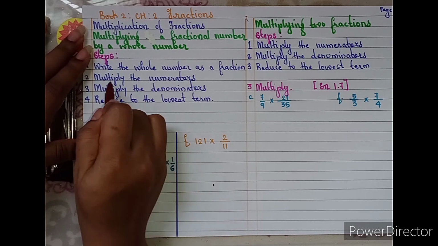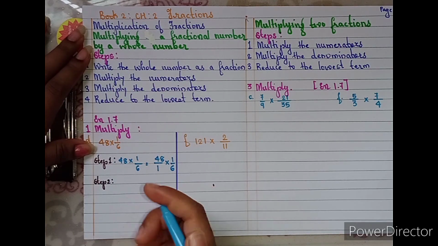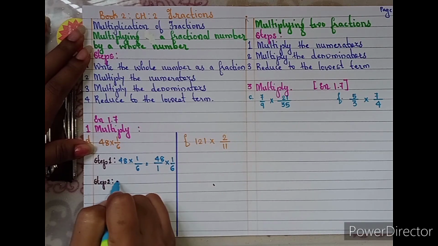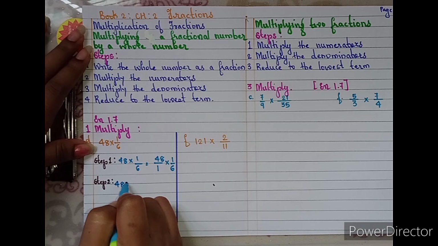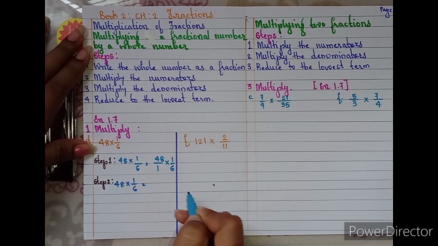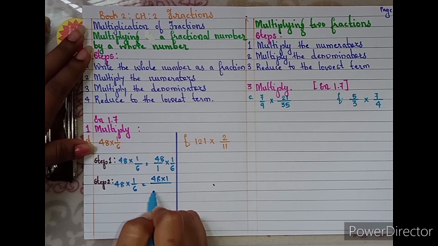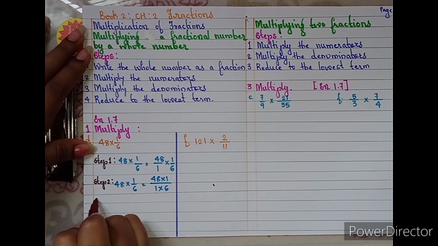What is the step 2? Multiply the numerators. Okay, and second step, multiply the denominators. So 48 into 1 by 6 equals 48 into 1 divided by 1 into 6. Correct. Now let's follow step 3.